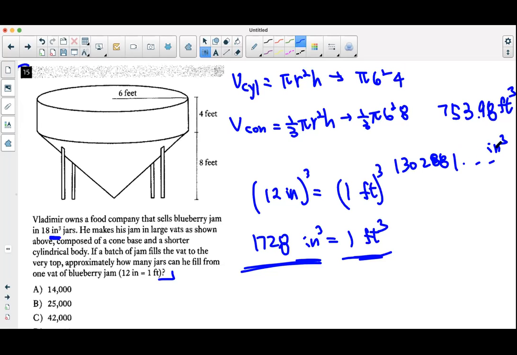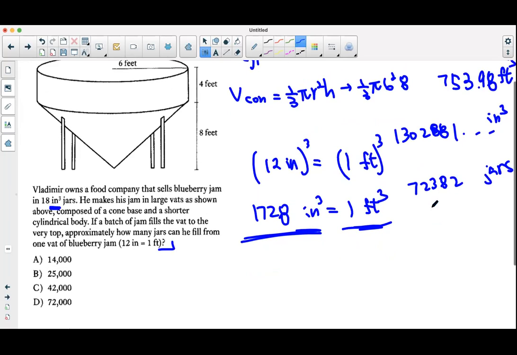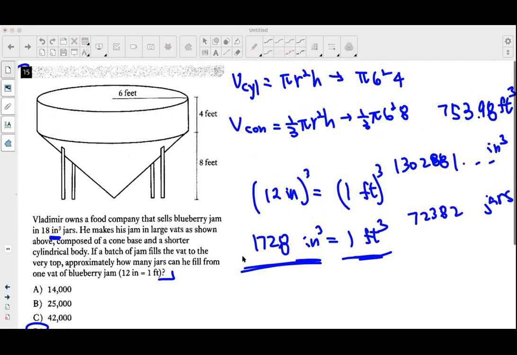But each jar has 18. So I have to divide this one by 18. The number of jars becomes about 72,382. So what is that? About 72,000, which is choice D, becomes the answer. How about that, guys? Is that okay? So that's basically what we're looking at for number 15.